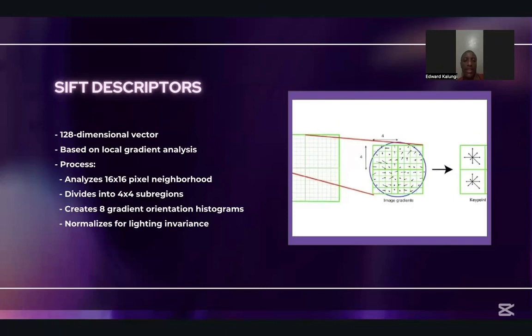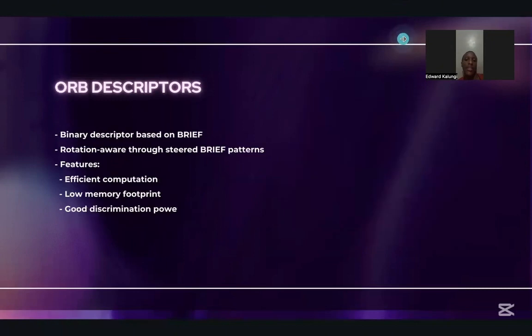The descriptor is then normalized to enhance robustness against lighting and contrast changes. The SIFT descriptor is invariant to scale, rotation, and illumination, making it effective for matching key points across transformed images. And then next, I'll be talking about the descriptors using ORB.